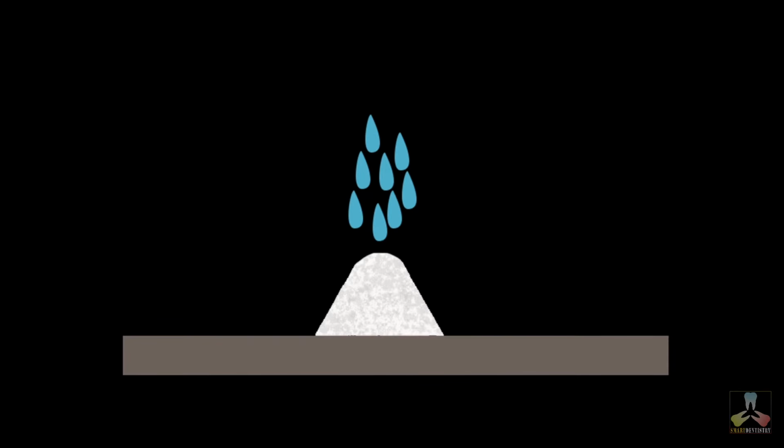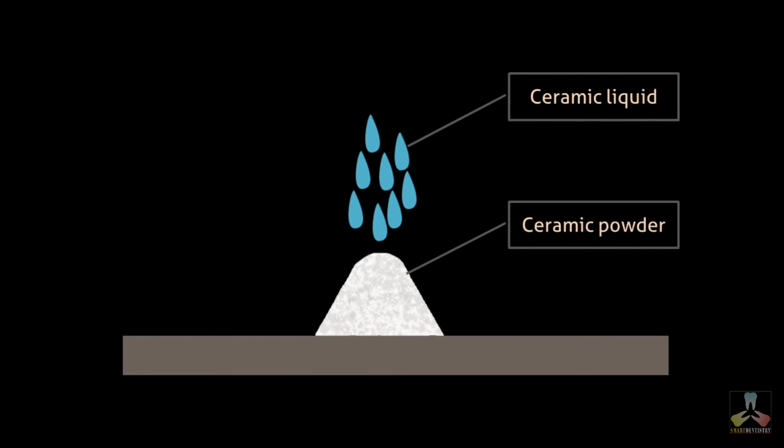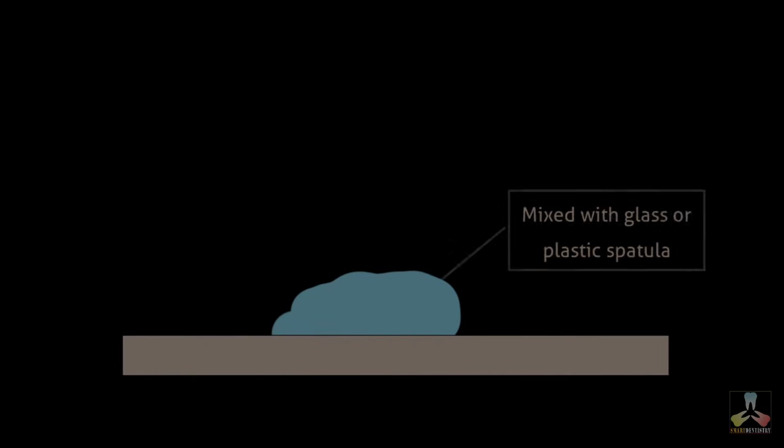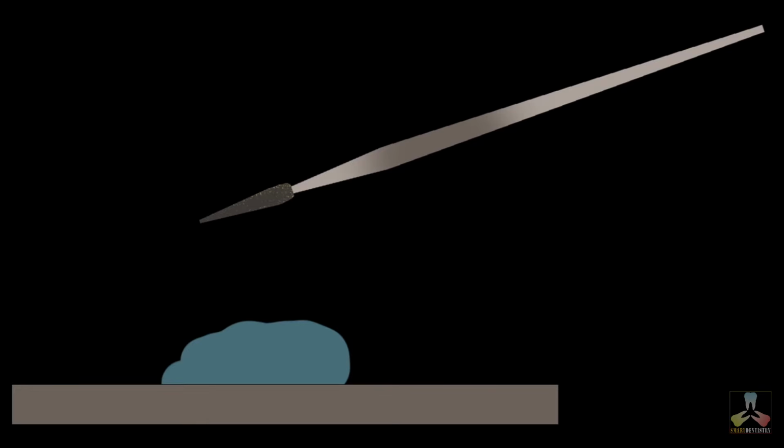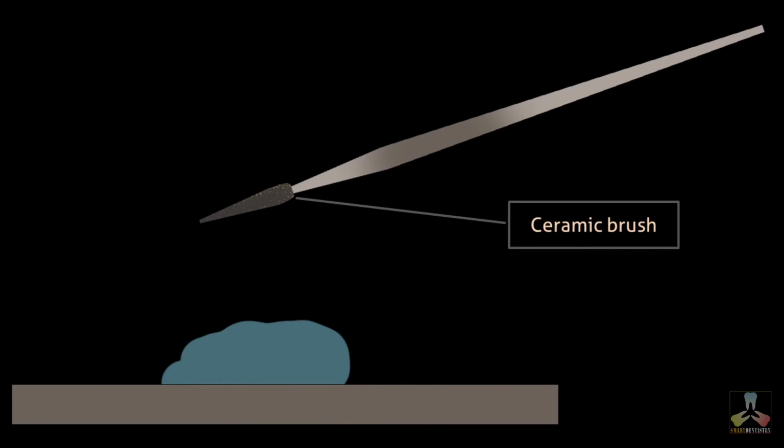For this technique, ceramic is available in the form of powder and liquid. The liquid component is distilled water or maybe a specialized liquid which is supplied by the manufacturer. The powder and liquid are mixed to a slurry consistency with the help of a glass or a plastic spatula. Using many techniques, this mix can be applied on the surface of the coping, but the most commonly used technique is to apply this mix with the help of a ceramic brush. The brush provides very easy and streak-free application of ceramics.